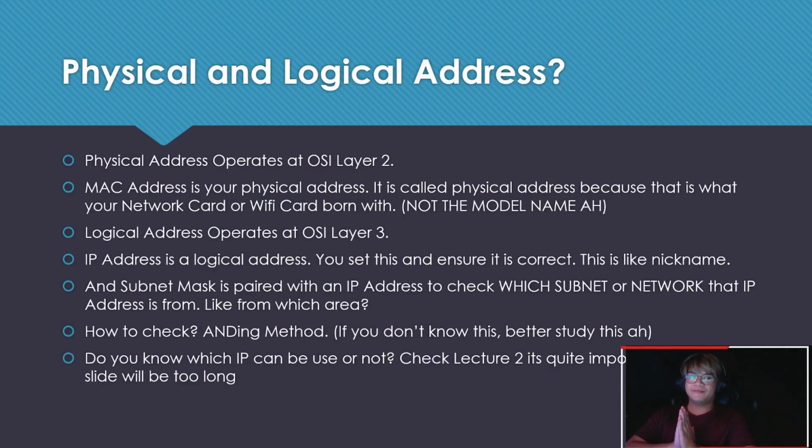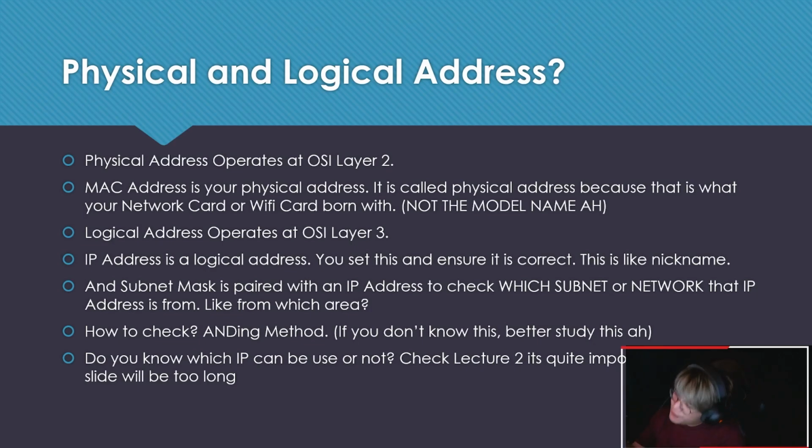So, what is a physical and logical address? A physical address operates at layer 2. The MAC address is what we call a physical address because it is what your network card or your Wi-Fi card is born with. It's not the name of the card, but the address burned inside that card. Of course, there is always a way to spoof those addresses, but normal users cannot change that address. That address is fixed to your hardware.